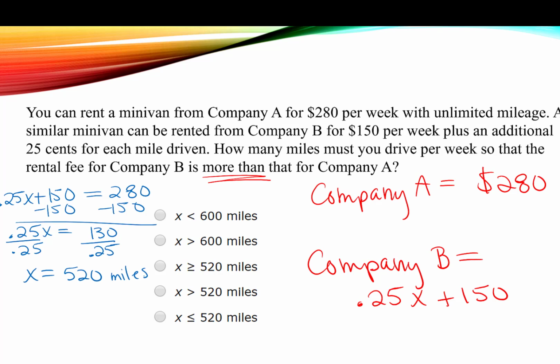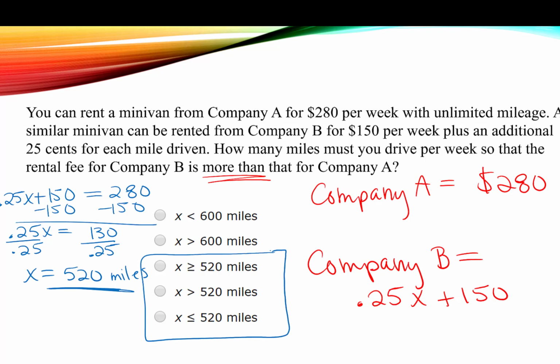X is 520 miles. Okay, think about this with me. If you drive your minivan 520 miles and turn it back in, your fee is $280, which is exactly the price that Company A would charge you, $280. Go back to the question. It says, how much do you drive so that Company B is more than Company A? To be equal to Company A, it's exactly 520 miles. To cost more than Company A, the miles, which we'll call X, has to be greater than 520.